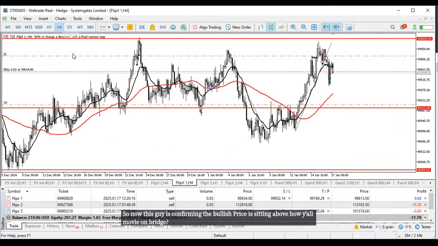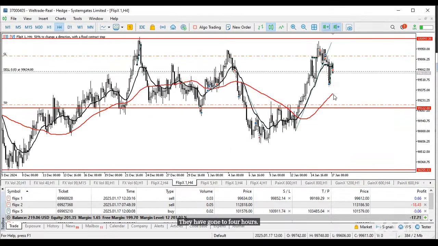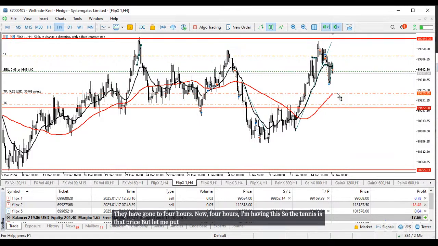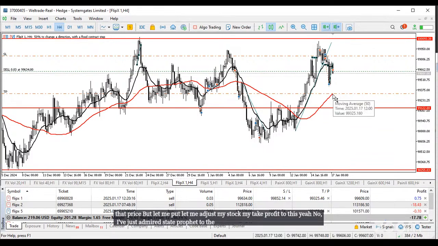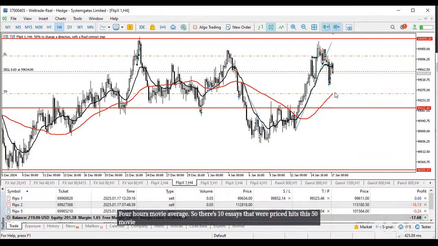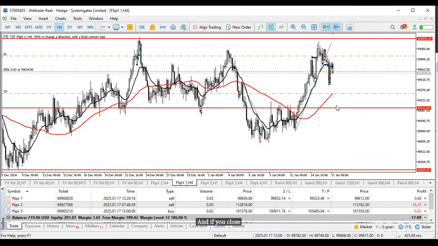Then we come to 4 hours. Now on 4 hours, I have this. In fact, let me adjust my take profit to this. Yeah, now I've adjusted my take profit to the edge of this 4-hour moving average. There's a tendency that when price hits this 50 moving average on 4 hours, it may bounce. And if it closes below it, then price will come here. So this is the way I take it.